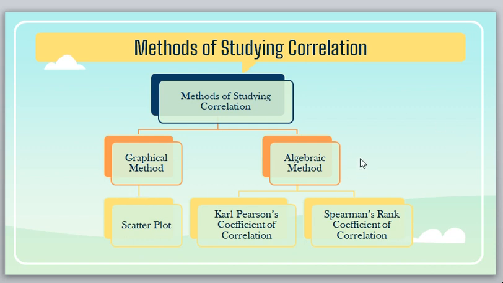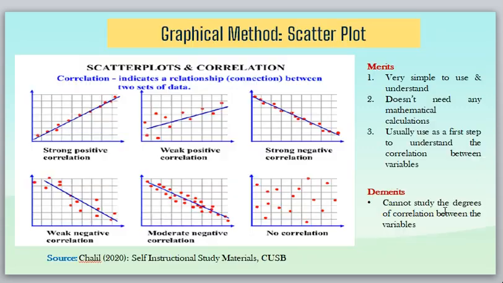So next, methods of studying correlation. We have graphical method and we have algebraic method. Graphical method we can study using scatter plot, and for algebraic method we use Pearson's coefficient of correlation and Spearman's rank correlation coefficient. So let us look at them one by one.